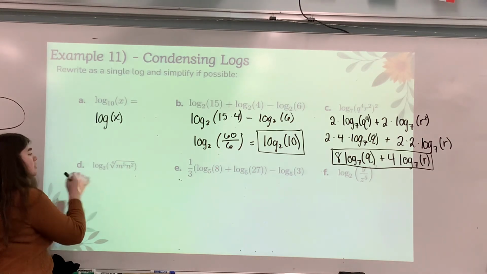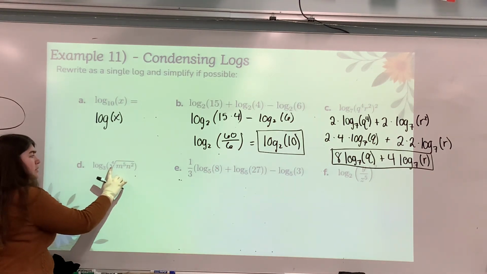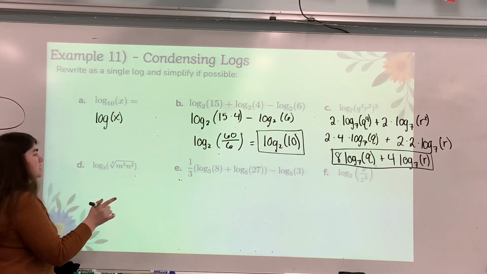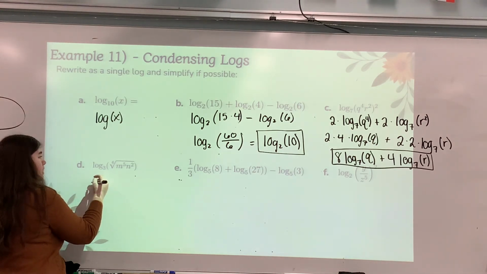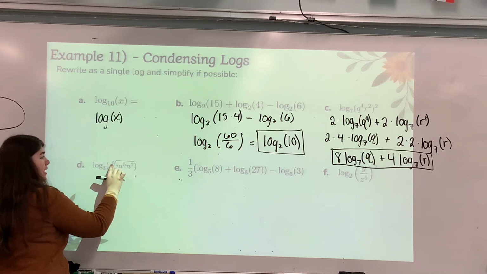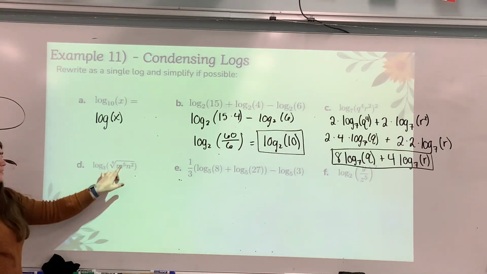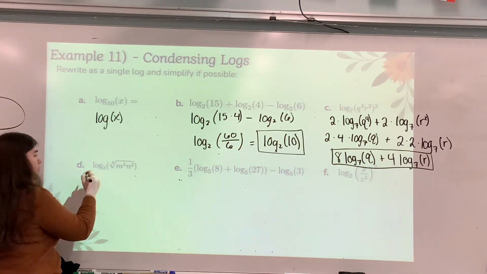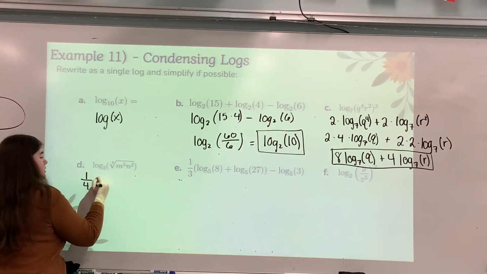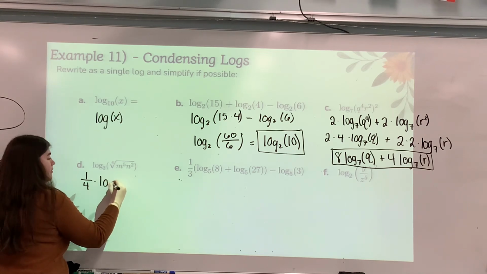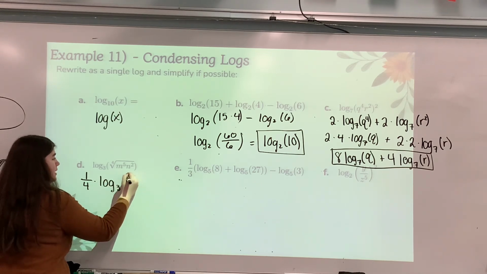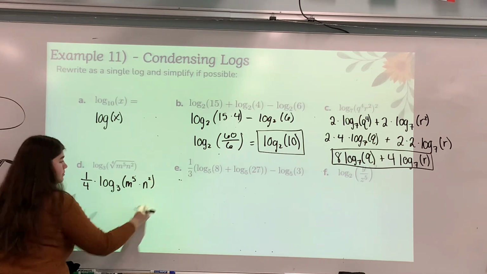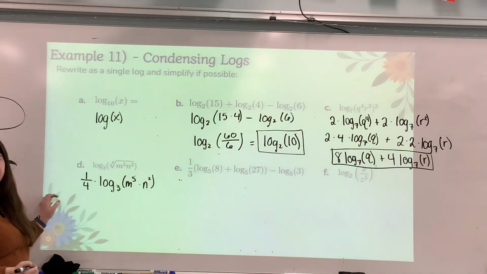So then we have log base 3 of the fourth root of m to the power of 5 times n to the power of 2. First off, if we have a fourth root, what does that mean is happening in here? We're raising all of this to the 1/4 power. So we can take that 1/4 power and set it out front as multiplication. So I have 1/4 times log base 3 of m to the power of 5 times n to the power of 2. I'm breaking this one down a little further.